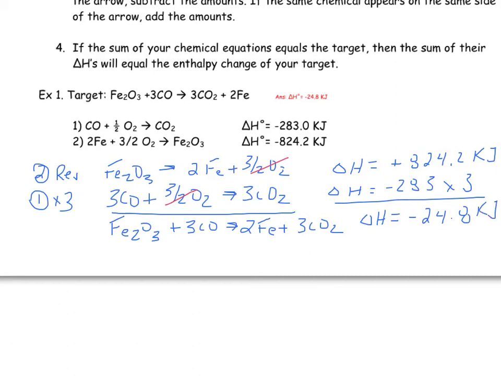Try example 2 on the next page. Pause the video until you get your answer.